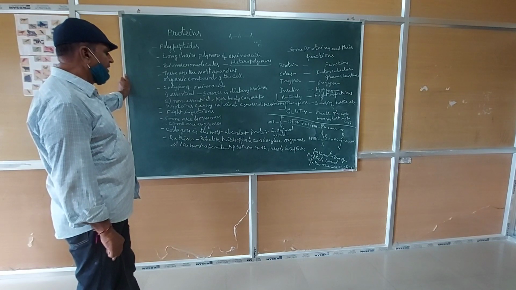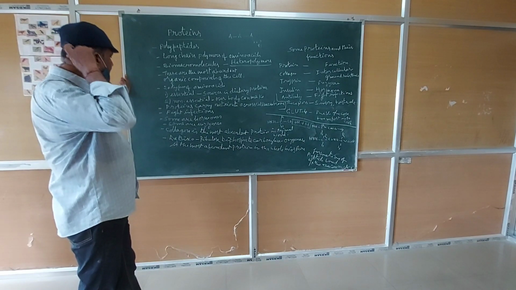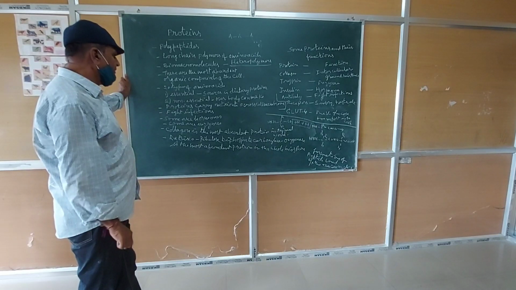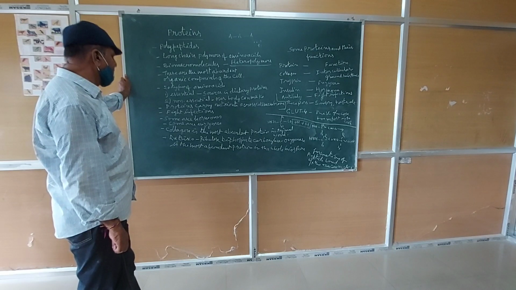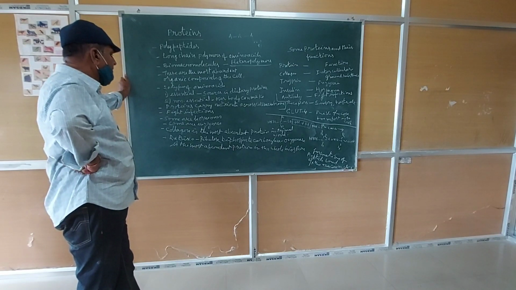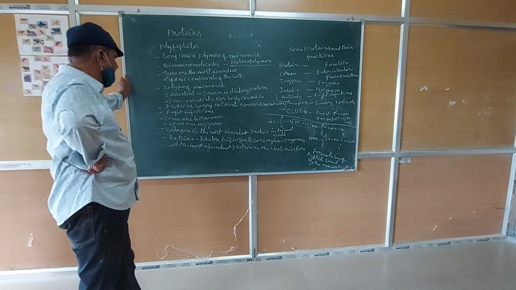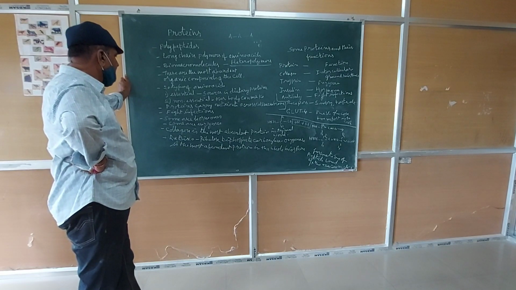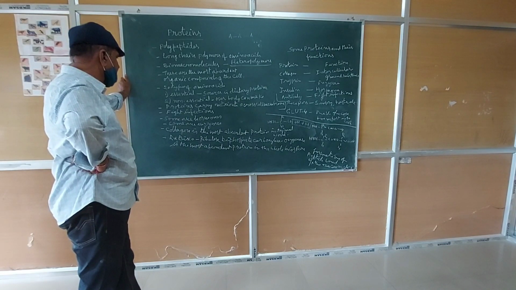Proteins are meant for growth. They help in cell division. The cell wall and cell membrane are made by proteins. Proteins are mainly meant for growth. All enzymes are proteins, but all proteins are not enzymes. All hormones are proteins, but all proteins are not hormones. They fight against infections.